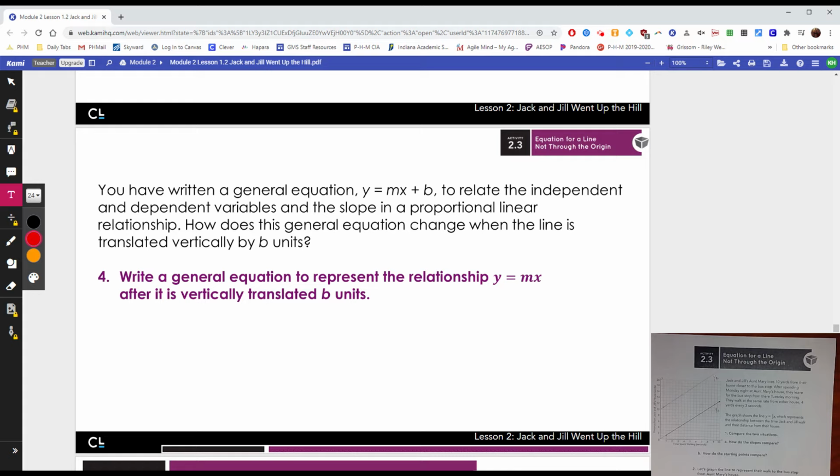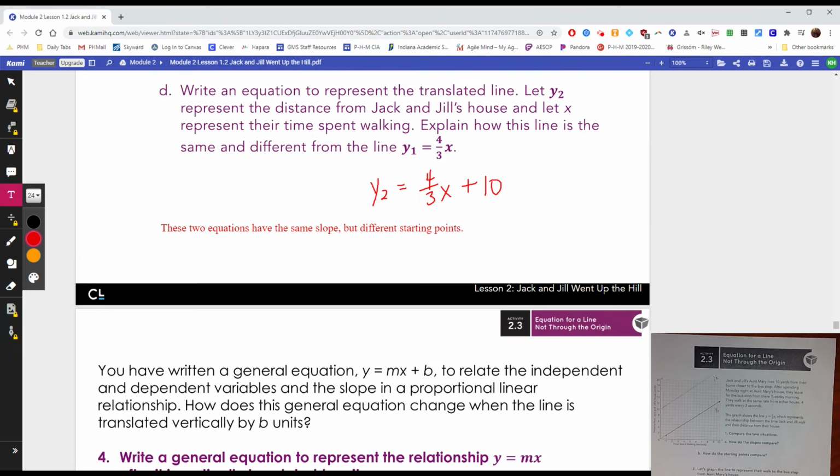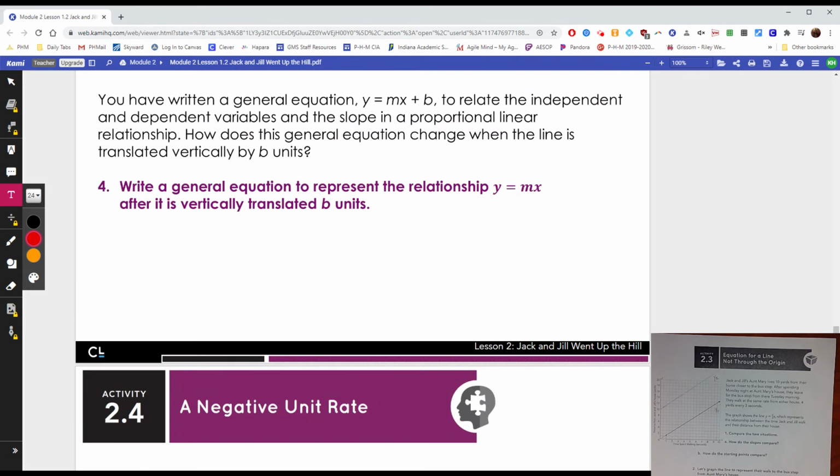If that's translated vertically by a certain number of units, they're using the variable b, all we do is take this equation and add whatever that is to it. Exactly what we did up here. Took the original equation that was through the origin. Since we shifted it up and translated it vertically 10 units, we just add 10 to the end of that. So for this equation, it would be y equals mx plus whatever that variable b is for the vertical translation, however many units that is.